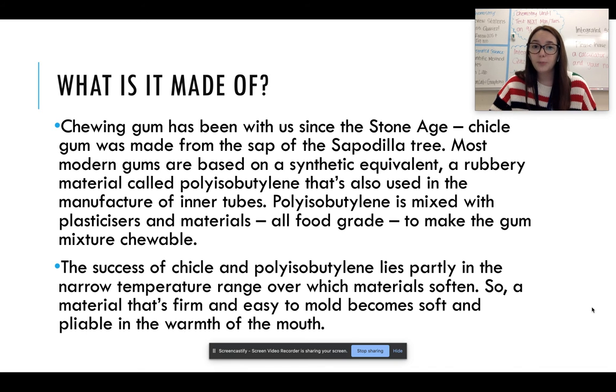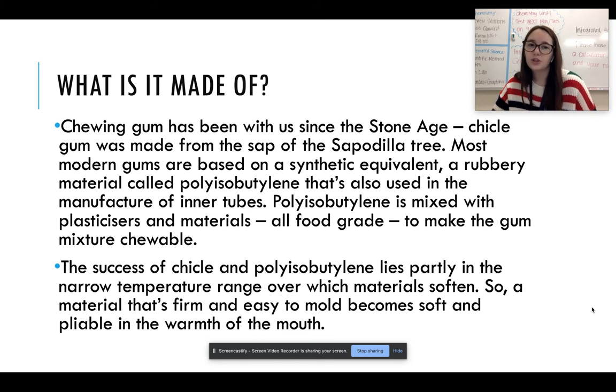So the polyisobutylene is mixed with plasticizers and food grade materials, so it's safe to consume, to make the gum mixture chewable. So I'm chewing things that are used for inner tubes, but it's not an inner tube equivalent. You cannot just have a bunch of gum and make an inner tube, which would be crazy if I could, but it doesn't work that way.